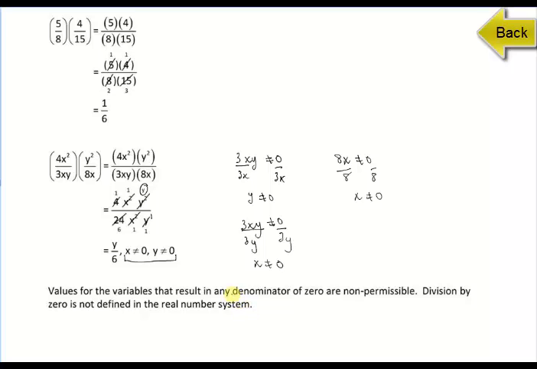Okay, so when we're dealing with rational expressions, you have to remember to take a look and see if you have any non-permissible values. Okay, so this concludes our introduction, and the next video will be example 1.